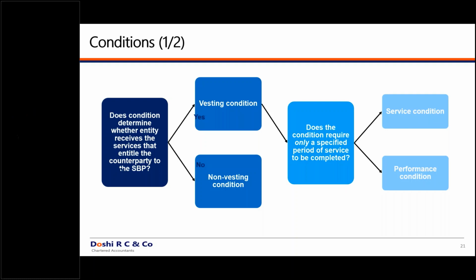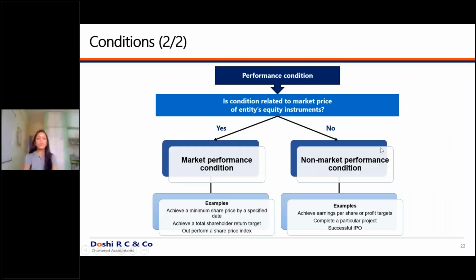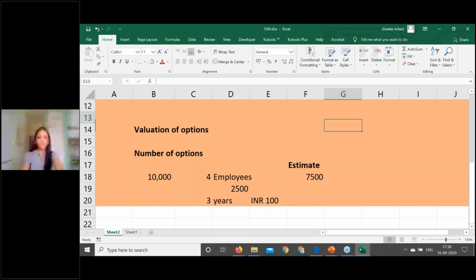Then moving ahead, if there is a condition which is a non-market performance condition, it means, for example, how much will the EPS go? How much will the revenue go? If you have such conditions, then also you have to factor them in while determining the number of options that will be vested. Okay. So this I took as an example. I'll take one more example. This is the second example.